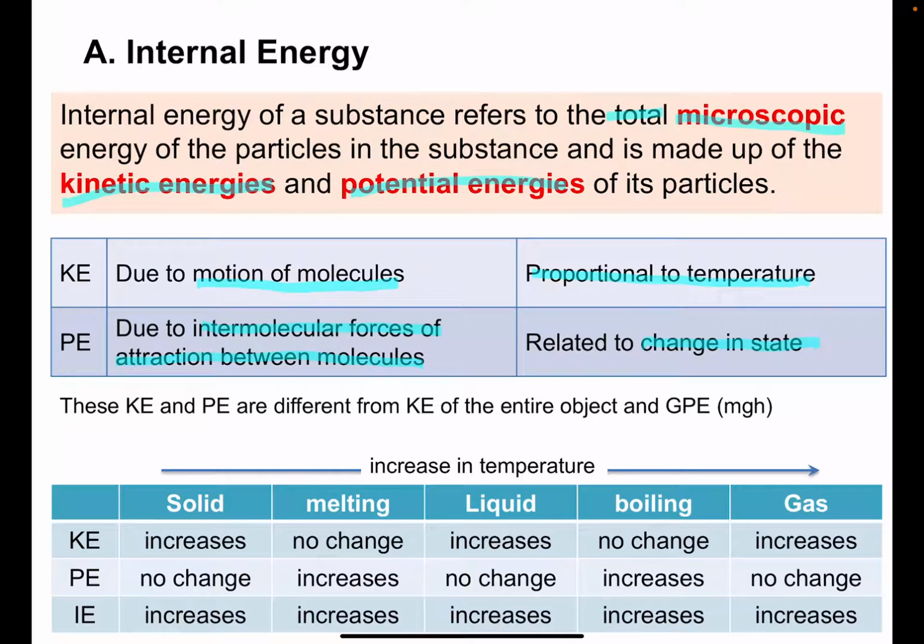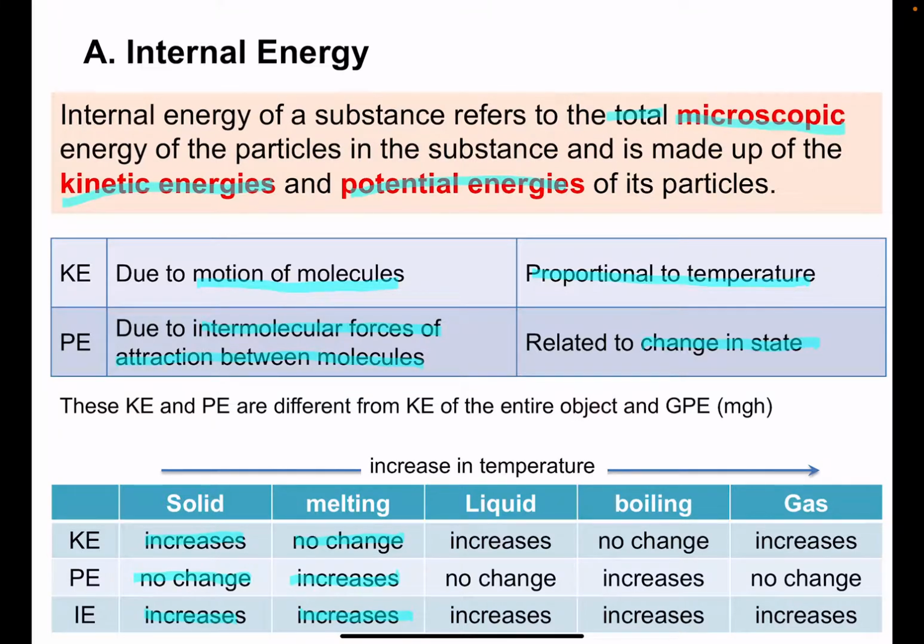Now, when a solid is being heated up, when the temperature of a solid increases, the KE of the molecules will increase. Because it remains as a solid, there is no change in PE, and internal energy, which is KE plus PE, will increase. Melting occurs at a constant temperature, so there is no change in the KE. But because the substance has changed from a solid to a liquid, the PE has increased. Therefore, the internal energy has also increased.